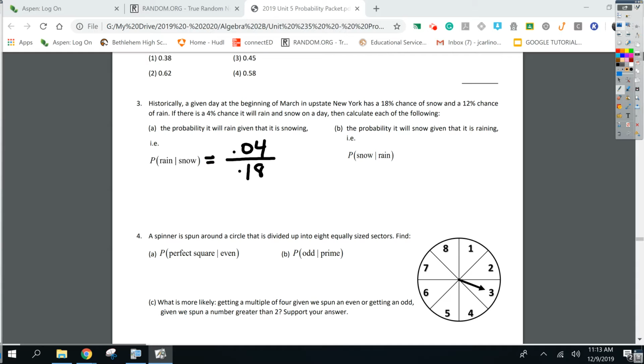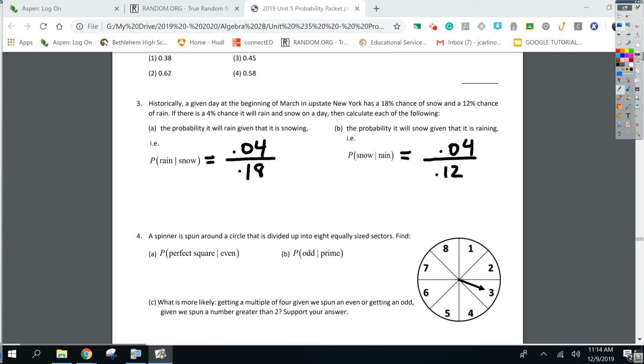Good? Okay, now why is B different? Well, now it's probability of snow given it's already raining. So what's my new denominator? What's the probability that it's raining already? 0.12 on the bottom now. And then what's still on top? Snow and rain, which is what? 0.04. Okay? Good? So again, on the bottom is the probability of what's given, and on the top is the two put together, the and. All right? Going to work on that more today.